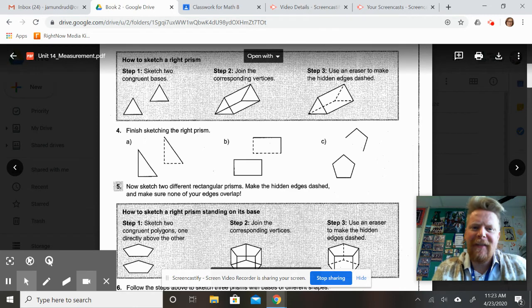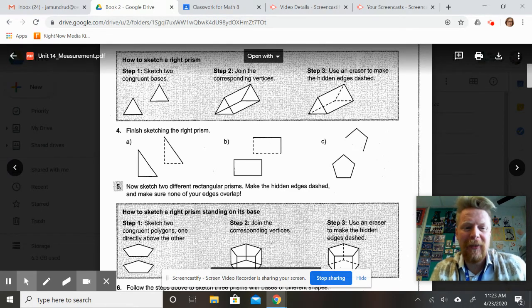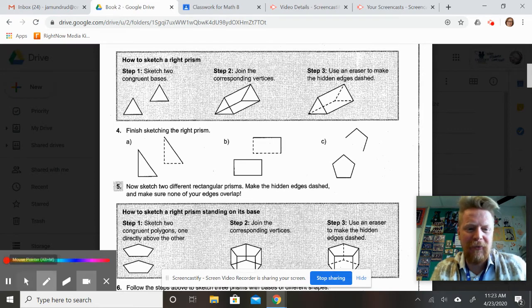Now you're going to like this next lesson, especially you, Ashton, because it's about drawing, and I know how much you love to draw. Actually, you just usually draw guns, but we're going to draw some prisms here.